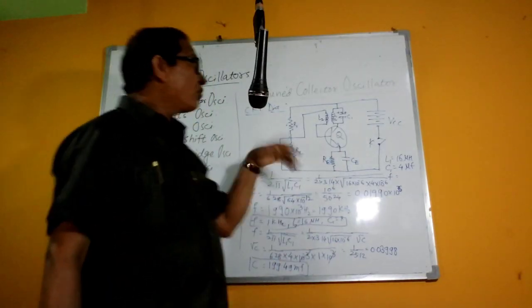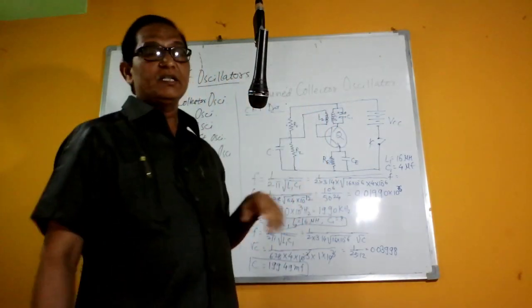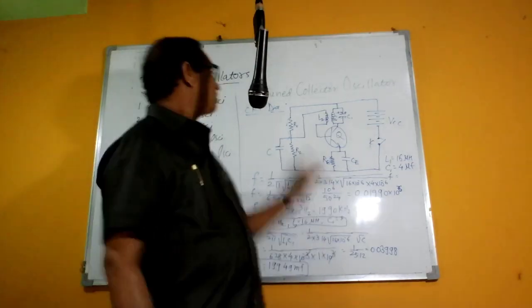Okay. So by knowing the values of L and C, the frequency of oscillation is dependent on the values of L and C. Right. So this is about the tuned connection.